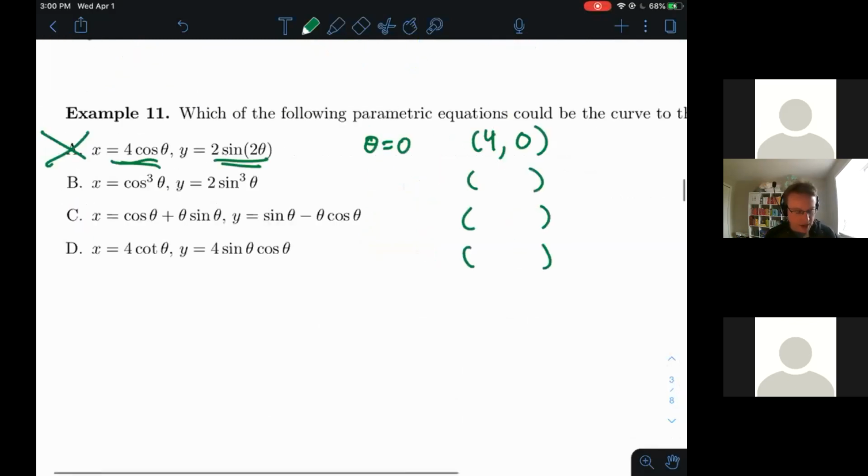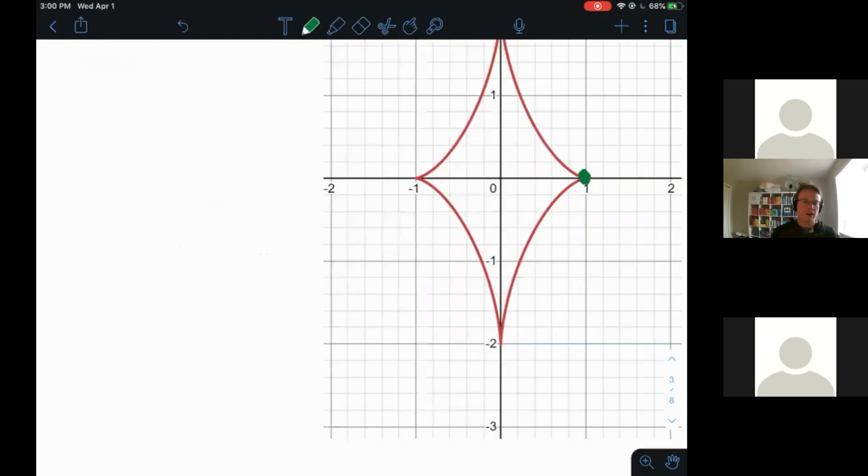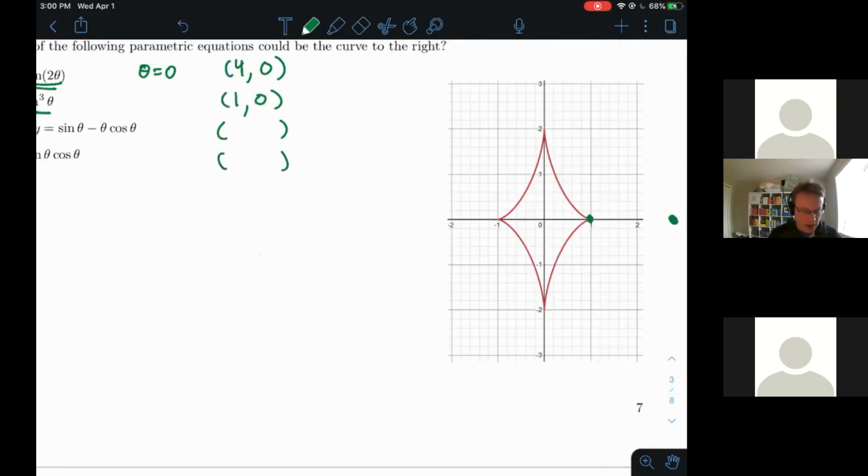How about if I plug in theta equals 0 into B? Cosine of 0 is 1, and when I cube that, I get 1. If I plug in theta equals 0 for my y function for B, I get 2 times 0 cubed. Anything times 0 is 0, so I get 1, 0. 1, 0 is on this curve, so I can't rule out B yet. B still seems like a good candidate.